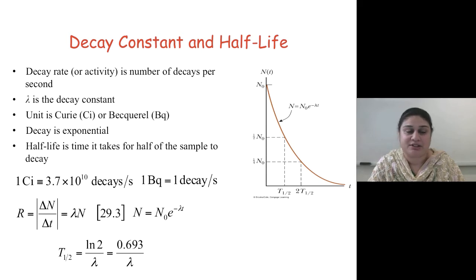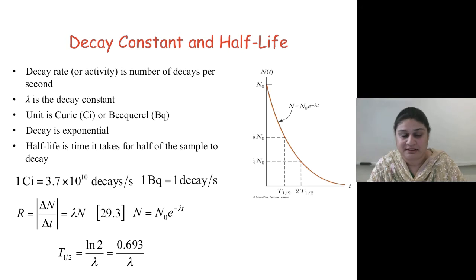Lambda is the decay constant. The unit of decay is the Curie or becquerel. Decay is exponential. Half-life is the time it takes for 1/2 of the sample to decay. So 1 Curie is about 3.7 times 10 to the power 10 decays per second, and 1 becquerel is 1 decay per second.